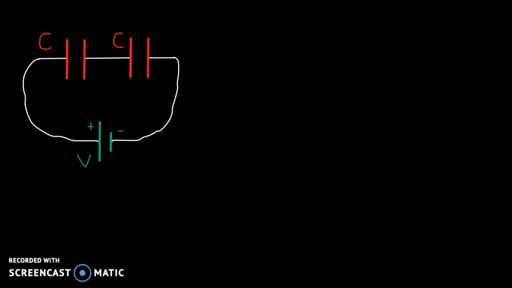Now the question is, if we insert dielectric material in one of the capacitors, how does that change the stored energy in the system? To answer this question, we're going to find an expression for the potential energy without dielectrics, and then we'll find an expression for potential energy with dielectrics and compare the two.